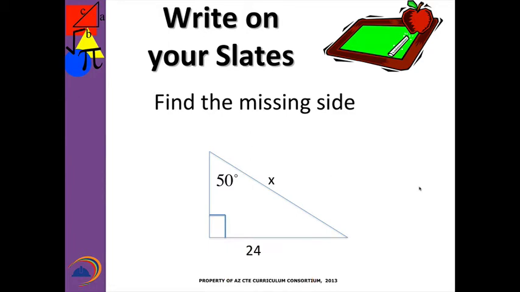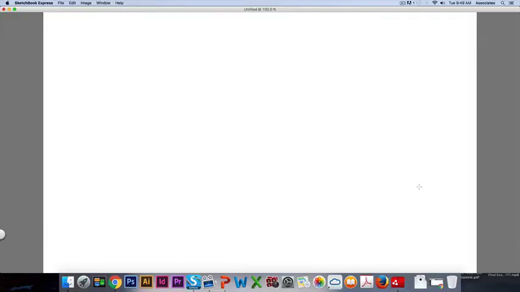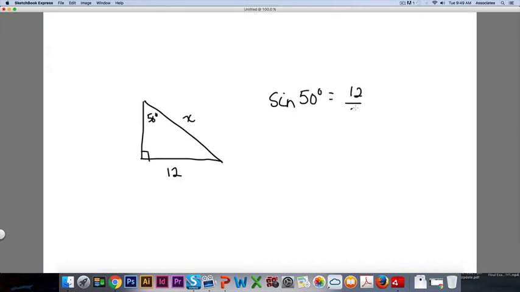Welcome back. Let's go to our slate. Here's my triangle. This was 50 degrees. This is my right angle. The hypotenuse was x, and the opposite side was 12. So let's set it up. The sine of 50 degrees would be equal to 12 over x.